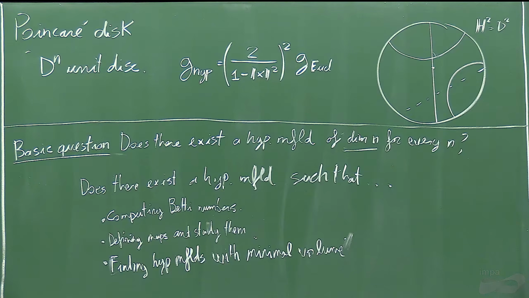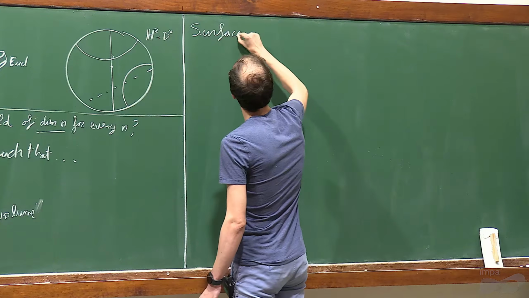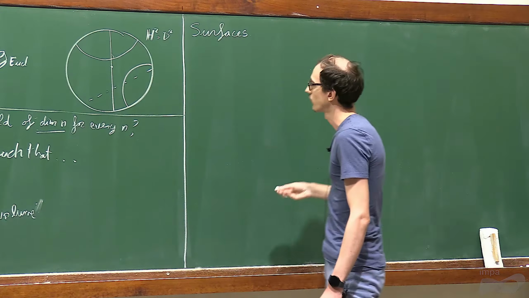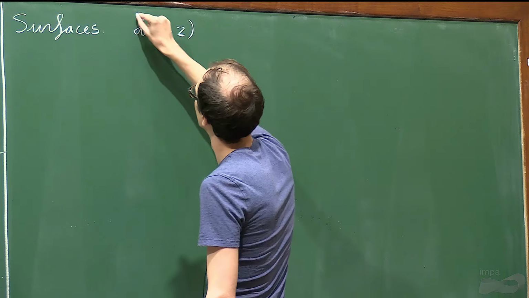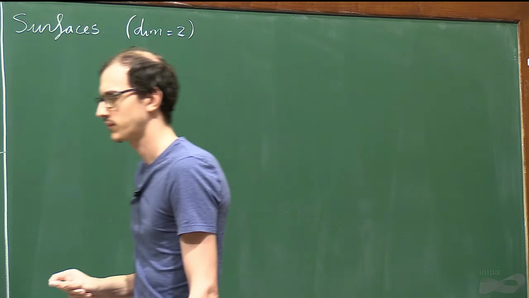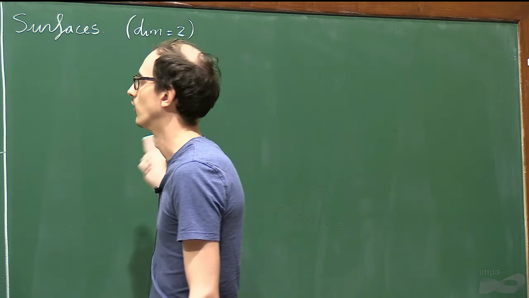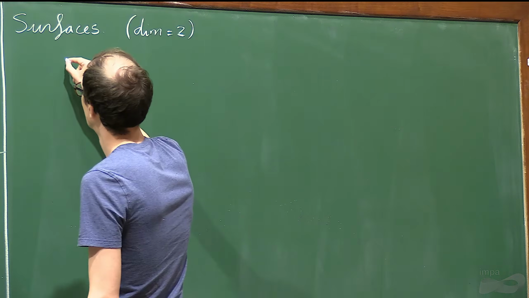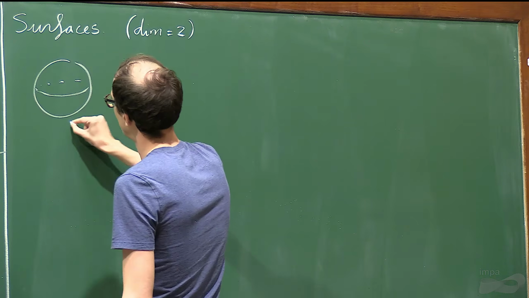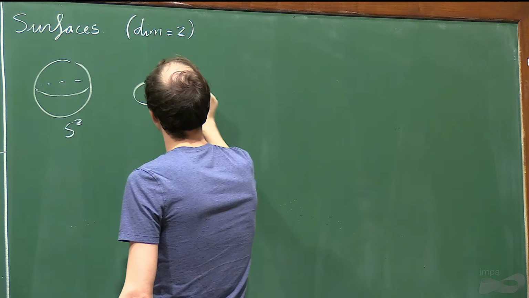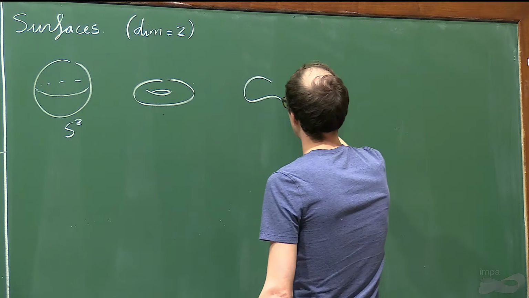So once again, I'm going to start from the basics. I'm going to start with surfaces. So dimension 2. If we consider just orientable closed surfaces, we know that there's the sphere S2, there's the torus, and then there's higher genus surfaces.